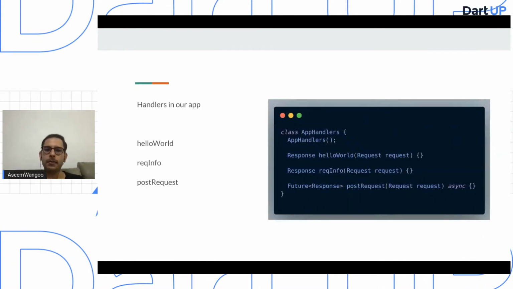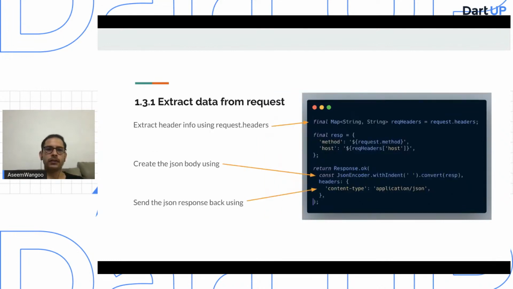And the same, we see in the handlers which are defined in our app. We have a class called app handlers. In this class, we have three handlers defined: hello world, req info, and a post request. All these handlers take in the parameter of type HTTP request. Now let's see how we extract data from the request.